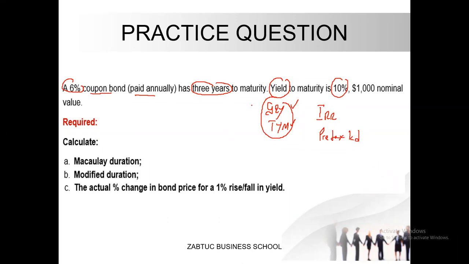Remember, Mr. Nkunguru asked us a question? Yes. So gross redemption yield, yield to maturity, internal rate of return, pre-tax cost of debt, it's the same variable we're talking about. So here, I want you to calculate what? The duration, Macaulay duration, modified duration. We want you to calculate the actual percentage change of bond price for a 1% rise or fall in yields.